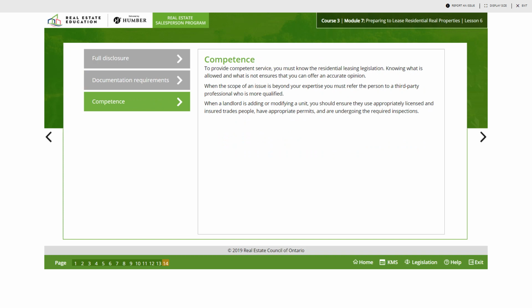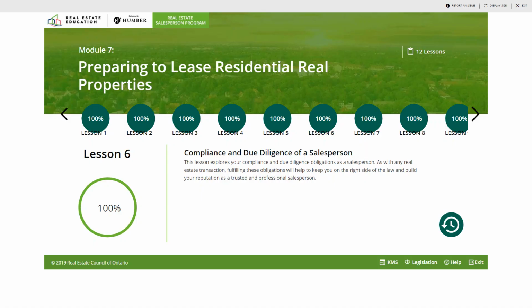Competence. To provide competent service, you must know the residential leasing legislation. Knowing what is allowed and what is not ensures that you can offer an accurate opinion. When the scope of an issue is beyond your expertise, you must refer the person to a third-party professional who is more qualified. When a landlord is adding or modifying a unit, you should ensure they use appropriately licensed and insured tradespeople, have appropriate permits, and are undergoing the required inspections.